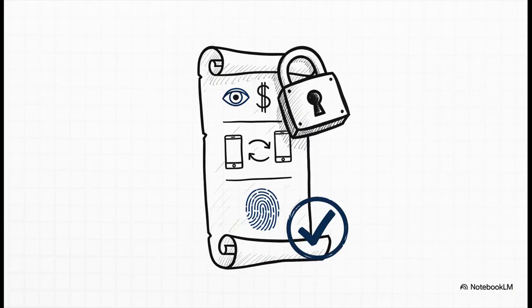So in step one, we'd sit down with the bank and write down every single feature they could possibly want. We're talking viewing your balance, transferring money, fingerprint login, all of it. And this document, it's basically set in stone before we can move on to the next step.